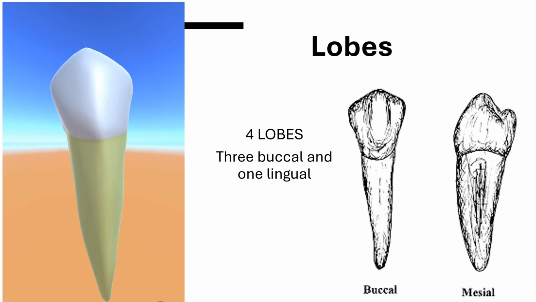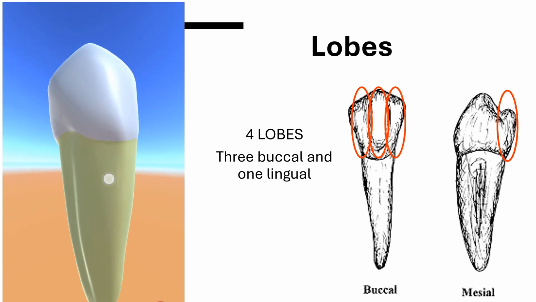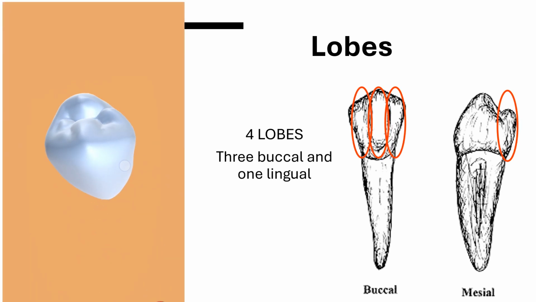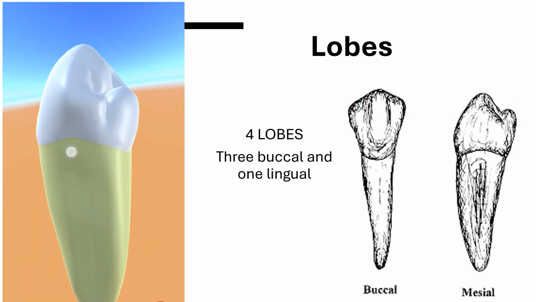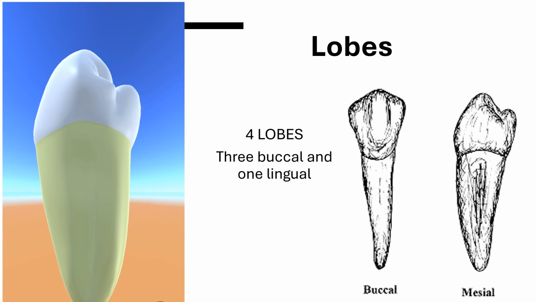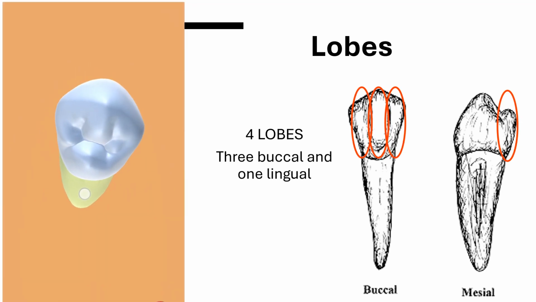At first glance you see that it looks like a canine, and if you see it from the occlusal aspect you can see that there is one lobe, two lobes and three lobes. That is, it is formed by three lobes buccally, and the lingual portion is a well developed lingual lobe. Now, like the canine and the anterior teeth, this tooth also develops from four lobes.